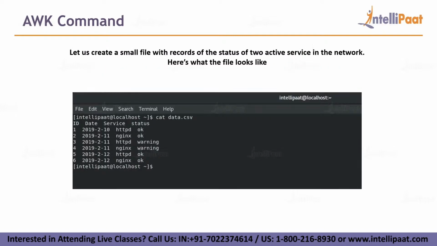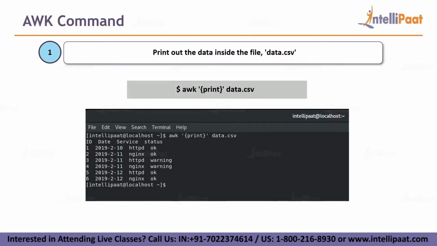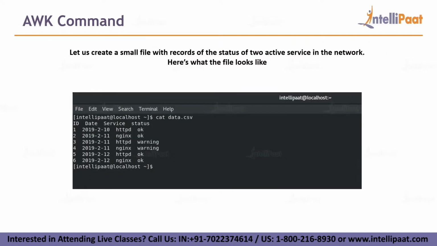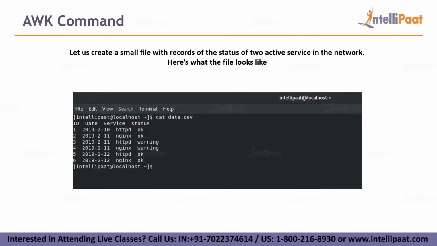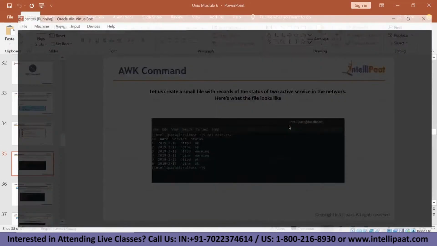Now let's create a small file with records of the status of 2 active servers in the network. So here's what the file looks like. So we are creating a particular file, cat data.csv. So I'll create this file right now. So now it's fine. And the next one, awk print data.csv. So right now the only operation here is printing out the contents of that file. You can also do it with another command, that is the cat command. So again, you're using the awk command to do the same. So now first let us create this file and then let's proceed.